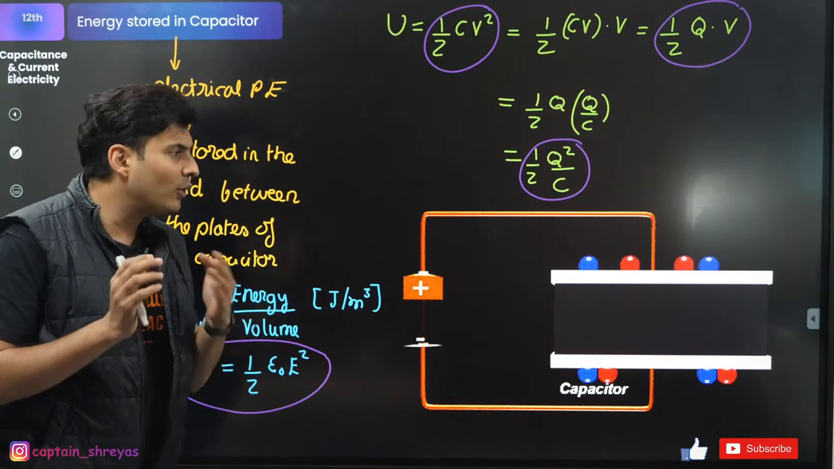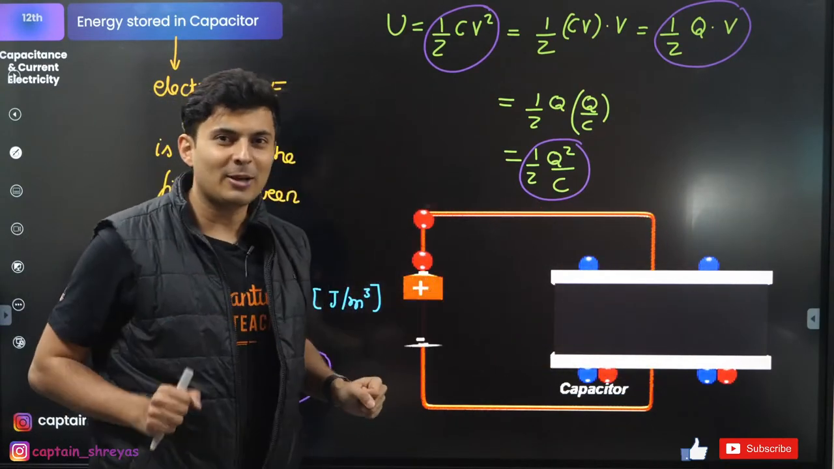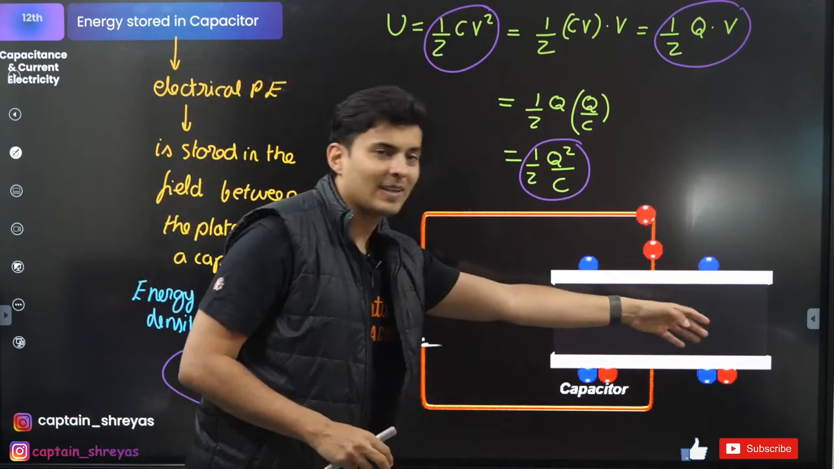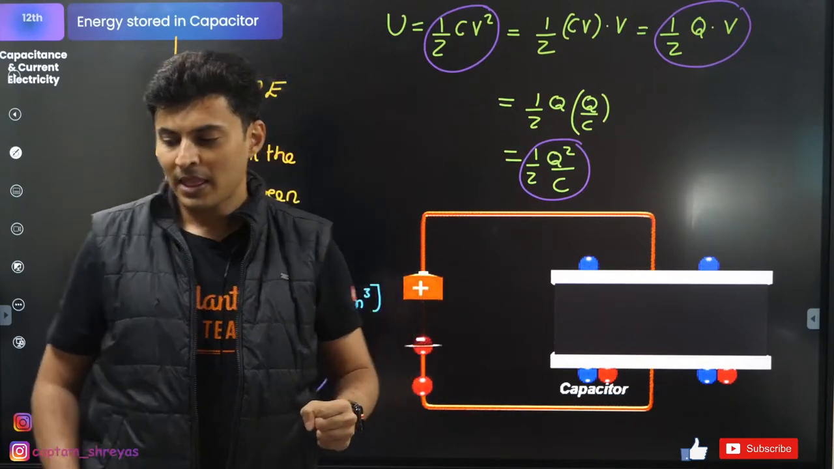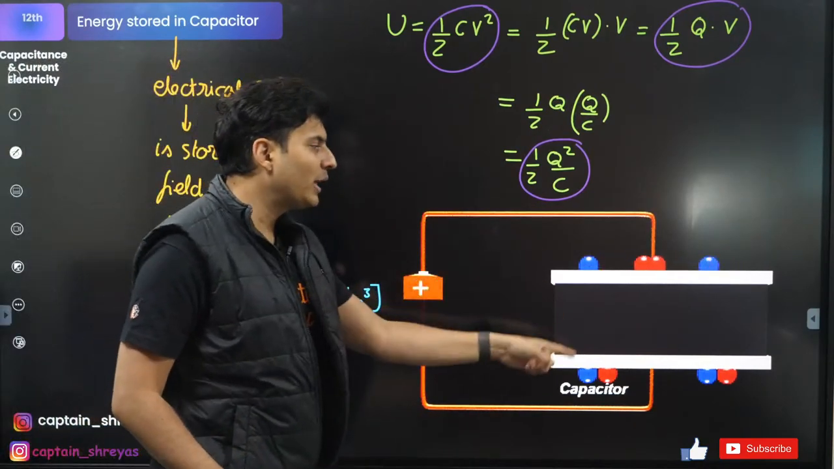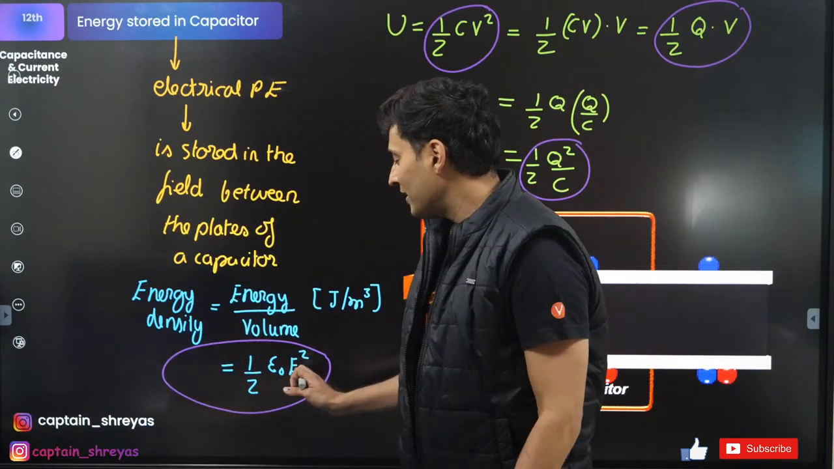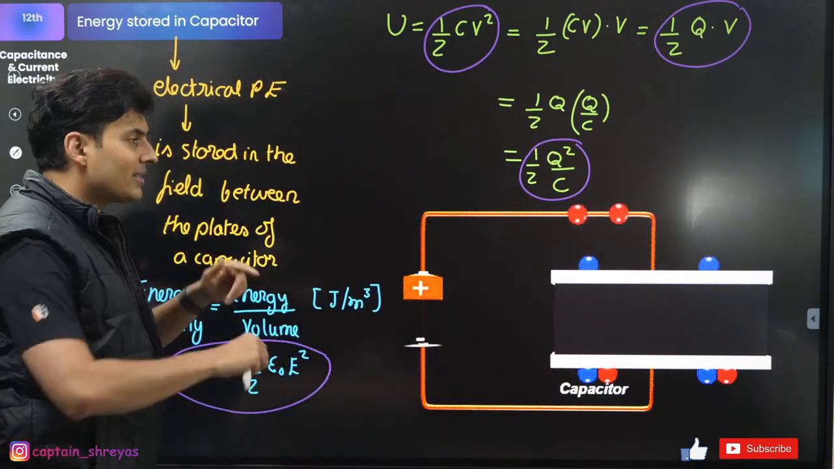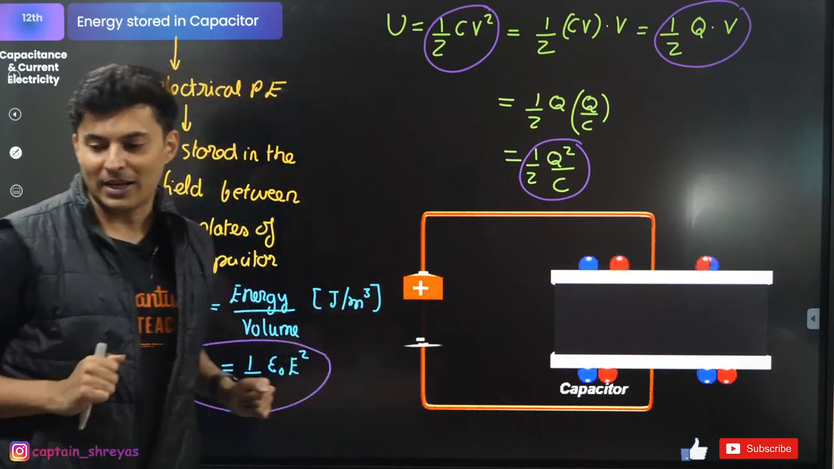So is it right for me to say that since the field is there only inside the capacitor, hence the energy is always stored inside the capacitor and not outside? Yes or no, guys? Because the field always exists within the capacitor. That means outside there is no field. Hence, there will be no energy density at all. Hence, the entire energy is always stored between the plates of a capacitor.